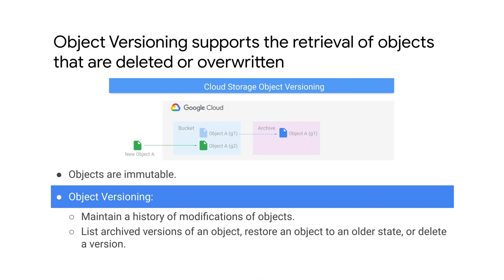When object versioning is enabled, you can list archived versions of an object, restore the live version of an object to an older state, or permanently delete an archived version as needed. You can turn versioning on or off for a bucket at any time. Turning versioning off leaves existing object versions in place and causes the bucket to stop accumulating new archived object versions. For more information on object versioning, refer to the links section of this video.